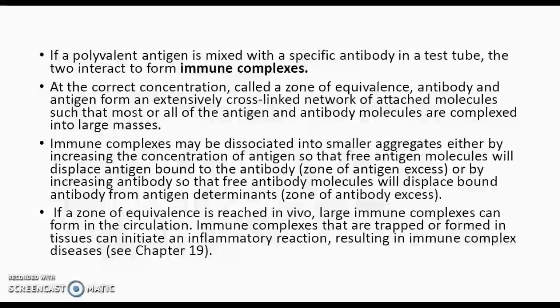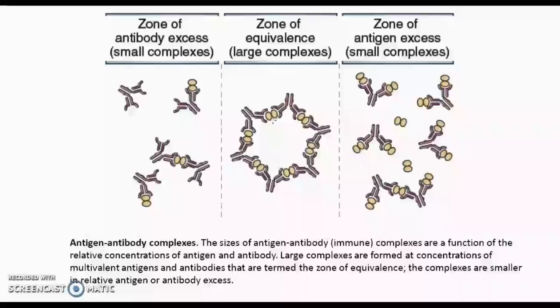If a polyvalent antigen is mixed with a specific antibody in a tube, the two interact to form immunocomplex. At the correct concentration, called the zone of equivalence, antibody and antigen form an extensively cross-linked network of attached molecules, such that most or all of the antigen and antibody molecules are complexed into large masses.